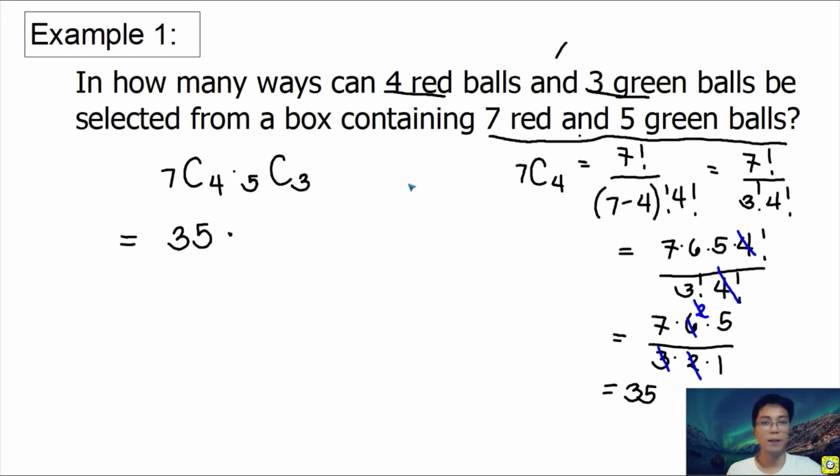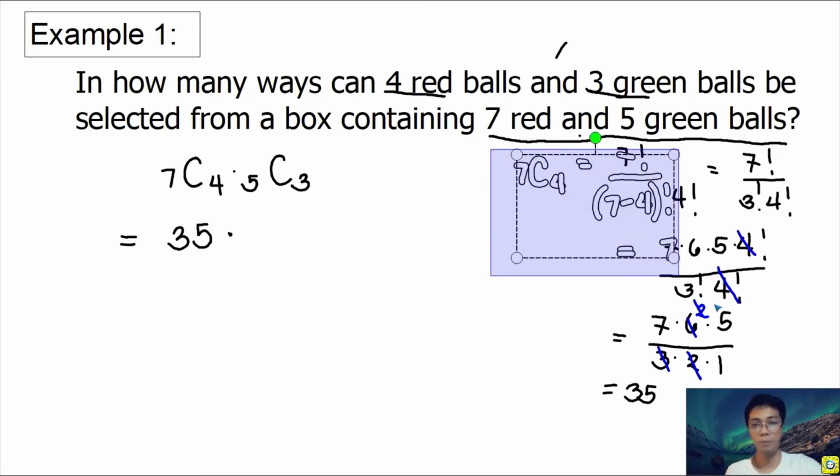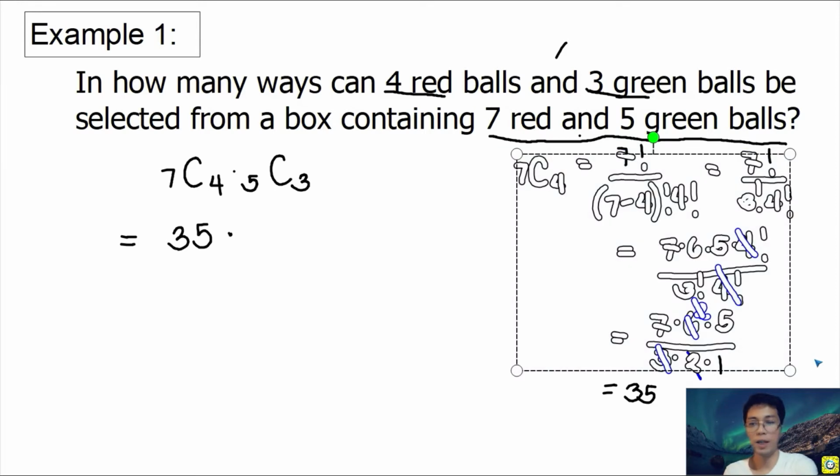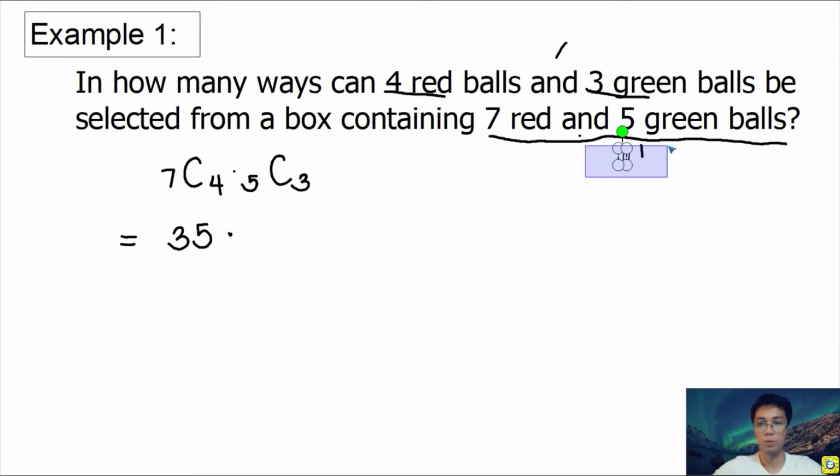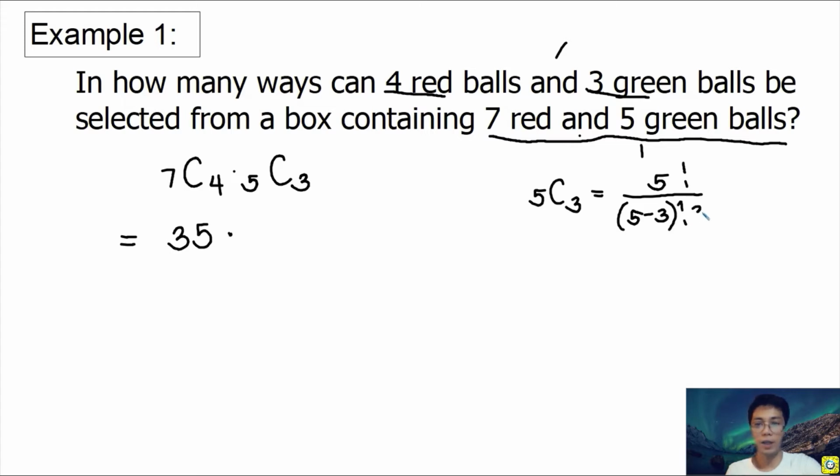Okay? So, pwede naman class na burahin mo muna yung nandito. Okay, burahin muna natin yung mga nandito na solution. Tsaka tayo mag-start ulit ng panibago. Okay, so pwede na nating start na isolve si 5 chosen 3. Si 5 chosen 3 naman, that will be equal to 5 factorial over quantity 5 minus 3 factorial, 3 factorial. So that becomes 5 factorial over 2 factorial, 3 factorial. So that's 5 times 4 times 3 factorial over 2 factorial, 3 factorial.